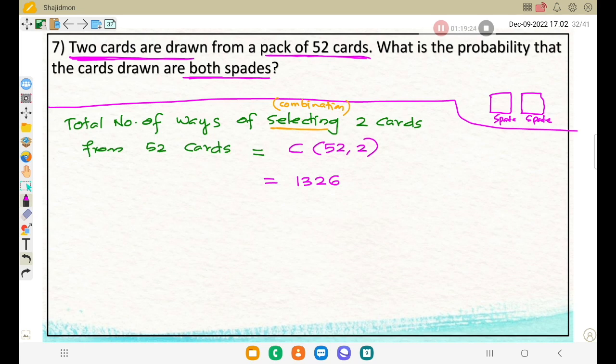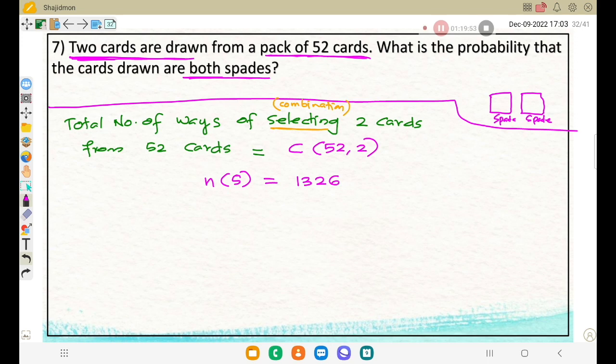Module 4. Okay, 1326. This is the number of elements in the sample space. So whenever we are doing a question on how many cards we are selecting, this is important. 2 cards means we need to apply the combination. 1 card means no problem, but 2 cards means we need to apply the combination. 2 cards, 3 cards, 4 cards, like that, we need to use combination.